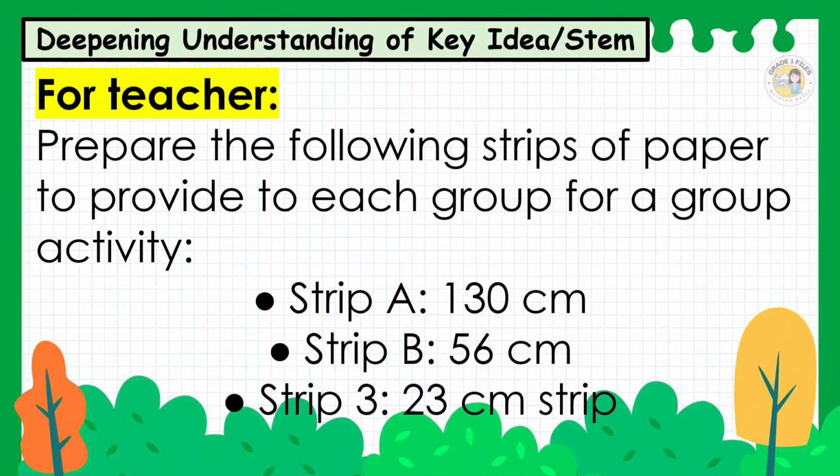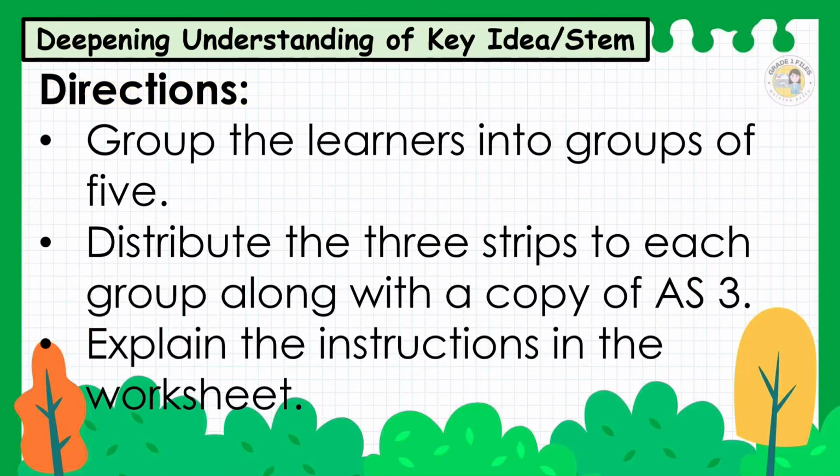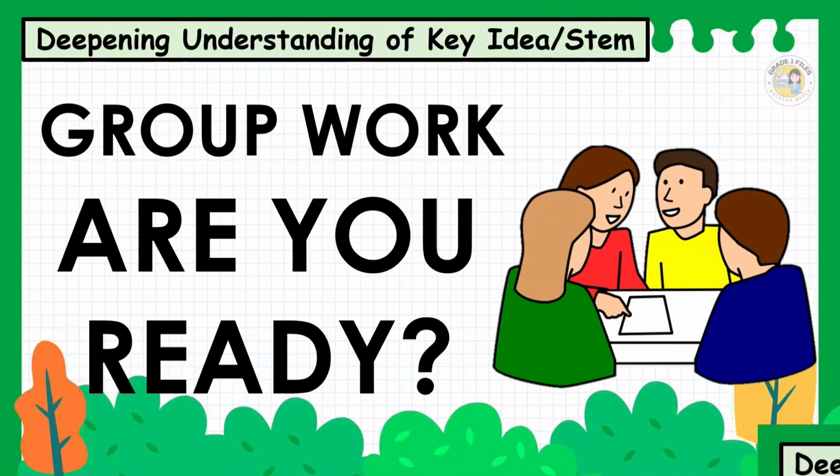For a teacher, prepare the following strips of paper to provide each group for a group activity. Directions. Group the learners into groups of 5. Distribute the 3 strips to each group along with a copy of AS3. Explain the instructions in the worksheet. Are you ready, students?